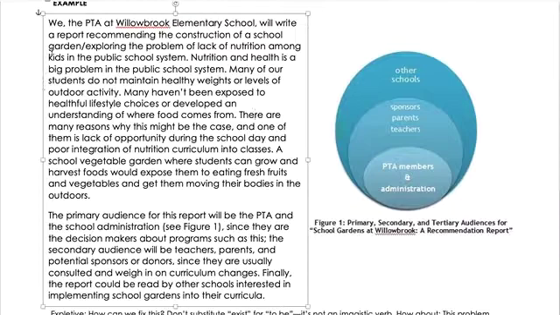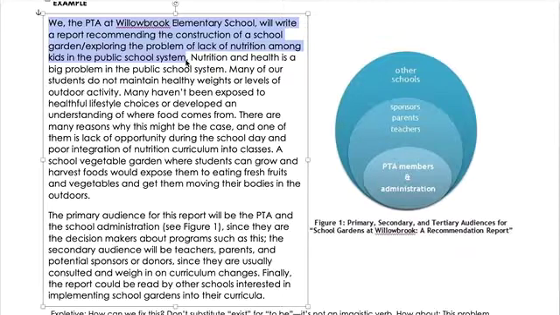Okay, so hopefully you paused the video. Hopefully you read through these 2 paragraphs. It will only take you a few minutes. So let's just go through it line by line or sentence by sentence. We at the PTA at Willowbrook Elementary School will write a report recommending the construction of a school garden exploring the problem of lack of nutrition among kids in the public school system.